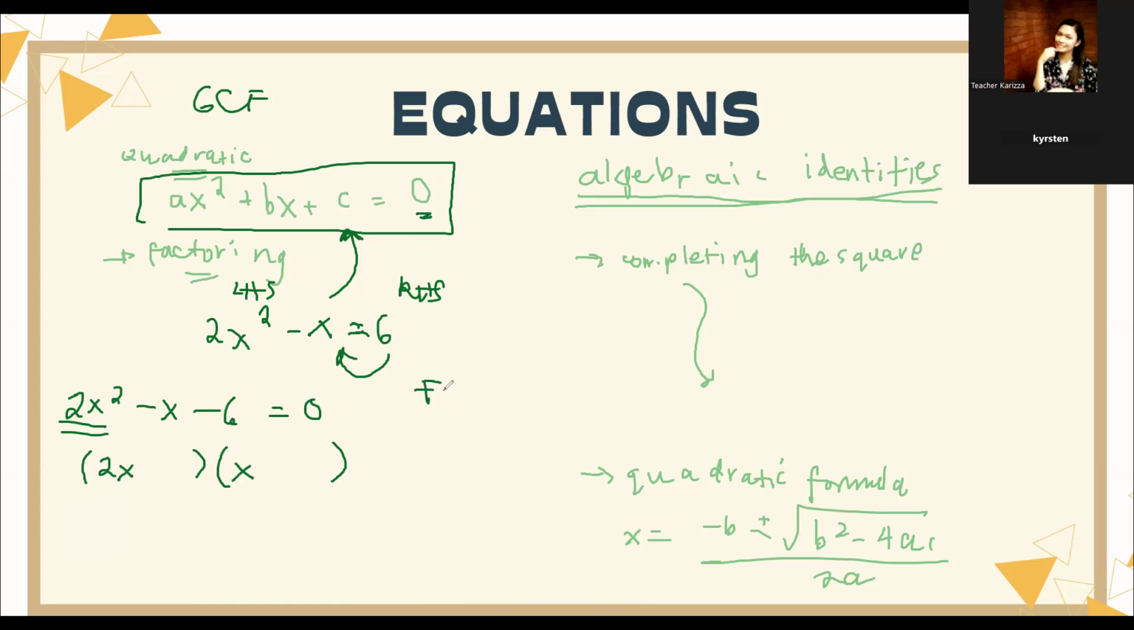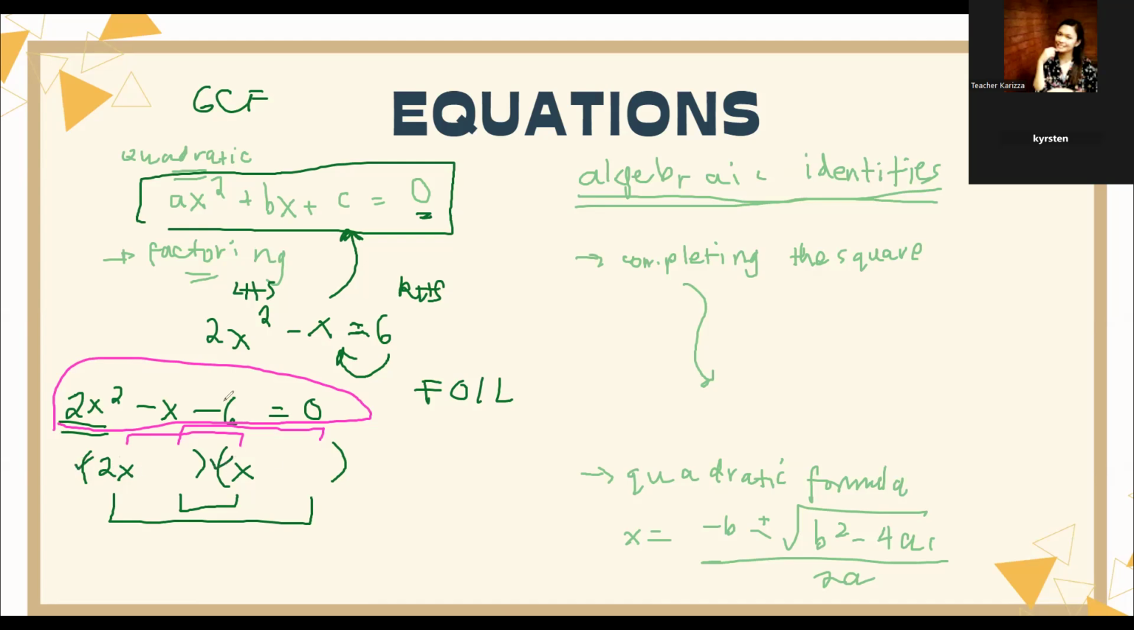So if you remember your FOIL method, what this means is this number is your inner and outer, and then you will have this one and this one. So your goal is to factor out your equation so that your factors, when you multiply them again, will still give you the same equation. Right? So we have 2x squared, so that's 2x and x.